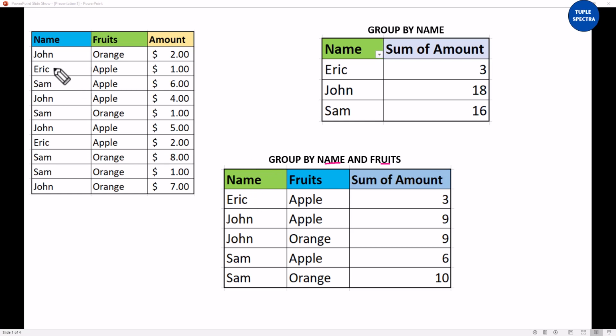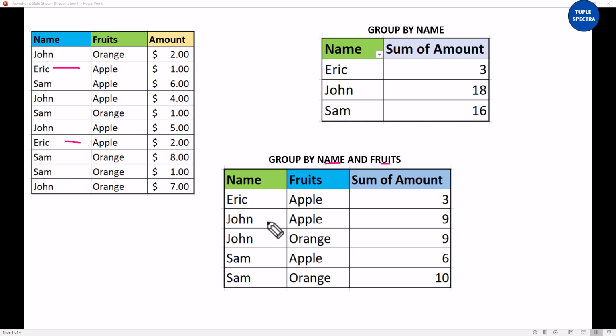We have Eric right here, apple, and Eric right here, apple. You can say 1 plus 2 is 3. Eric did not buy orange, therefore we don't see Eric and orange right here, right? We don't see orange with Eric right here.